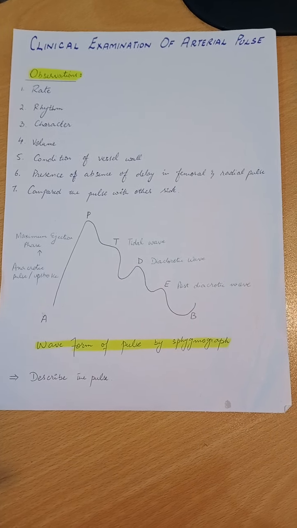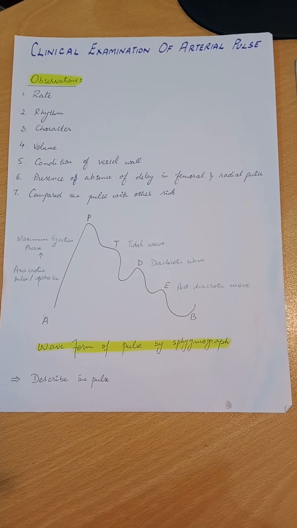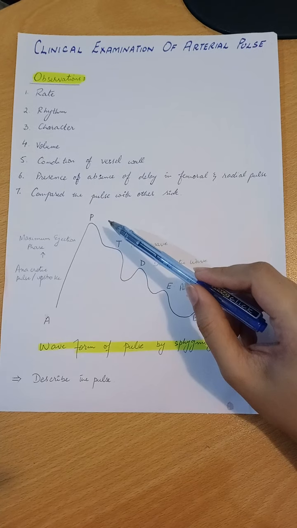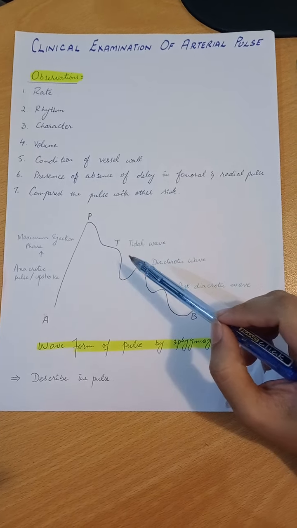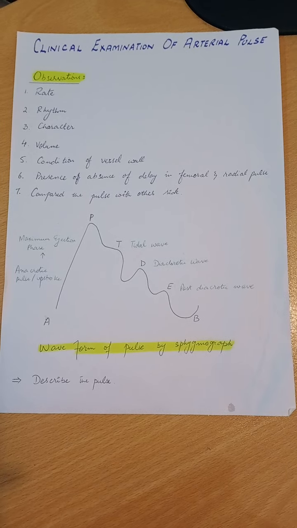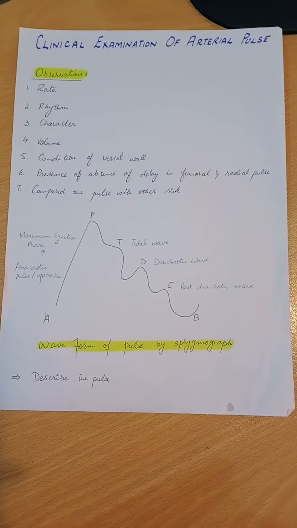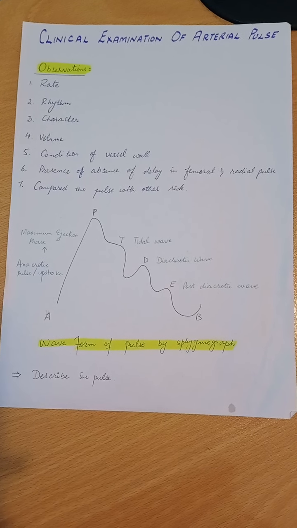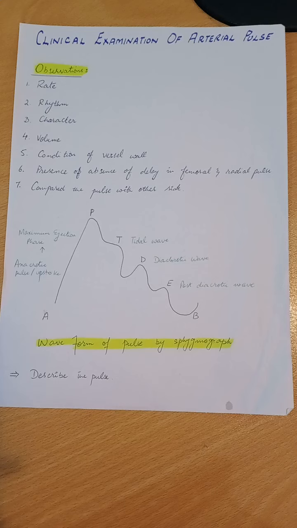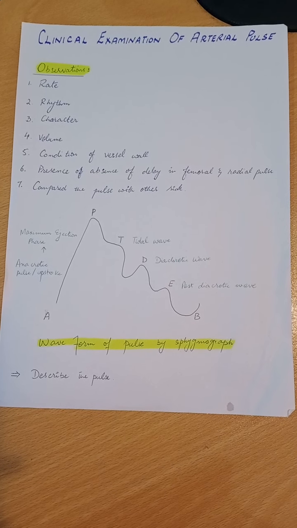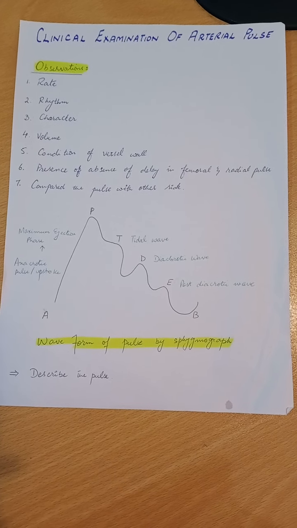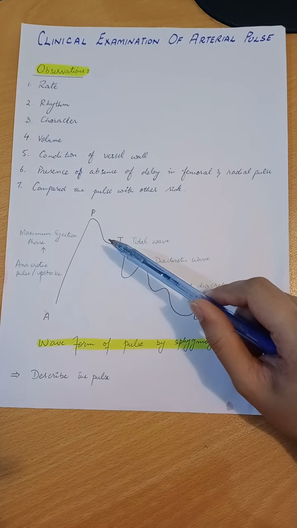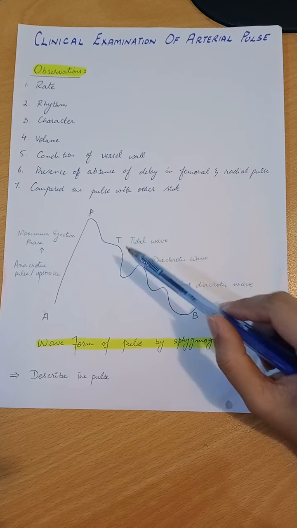There is another abnormal character which is called water hammer pulse. It is characterized by a rapid upstroke and rapid descent of the pulse wave. It normally occurs in cases of aortic regurgitation, and it is due to the regurgitation of blood from the aorta back into the left ventricle, or due to abnormal leakage from the arterial system. There is another abnormal character called bisferiens pulse, which is a combination of slow rising and collapsing pulses and occurs when aortic stenosis is present.